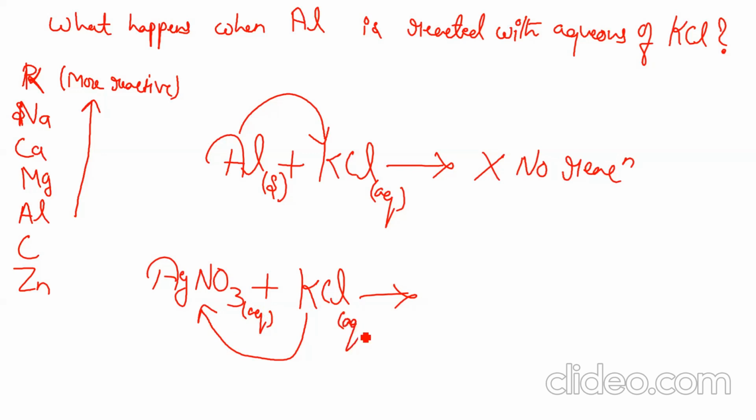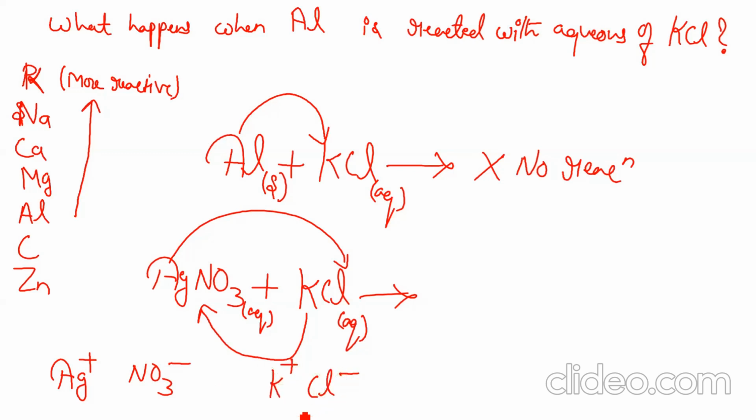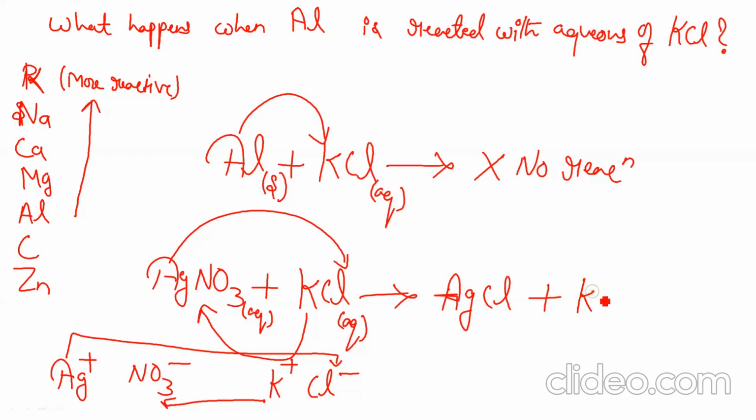Both are in aqueous solution here. So what will happen? KCl will react with the AgNO3. Ag plus and NO3 minus will be released, and here also K plus and Cl minus will be released. K will react readily with NO3 minus, and Ag plus will react readily with the Cl minus. So here AgCl plus KNO3 will be formed. So this is a different case. This is a double displacement case.